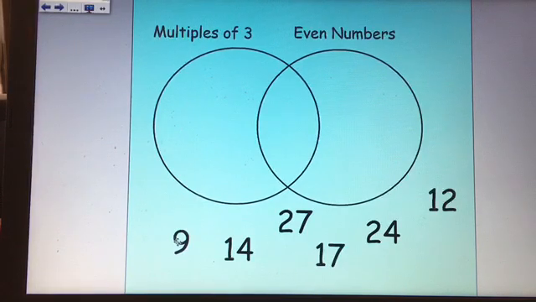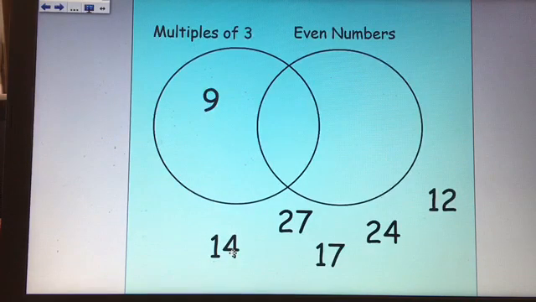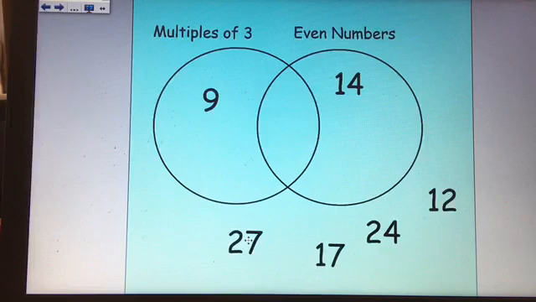So let's have a look. Is 9 a multiple of 3? Is it in the 3 times table? Yes, it is. Is it an even number? No. So it will go over here. Is 14 in the 3 times table? No. Is it an even number? Yes. It will go in here. 27, multiple of 3? Yep. Even number? No.